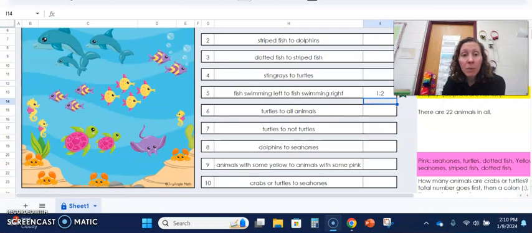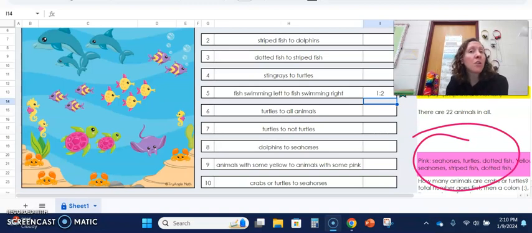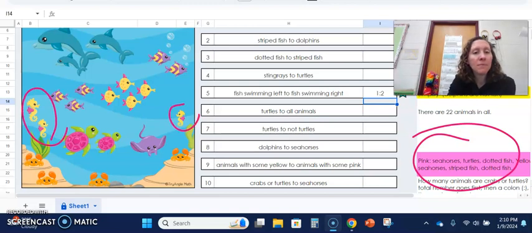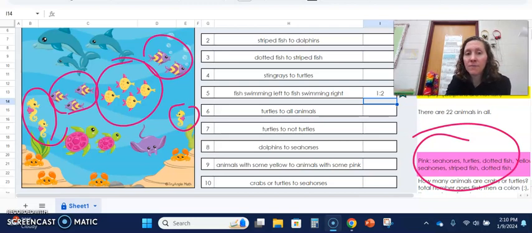All right, number 9, animals with some yellow to animals with some pink. There's a little hint over here because your colors are going to show up a little bit differently than mine. So the ones with some yellow would be the seahorses, the striped fish, and the dotted fish. So 1, 2, 3, 4, 5, 6, 7, 8, 9, 10, 11, 12.